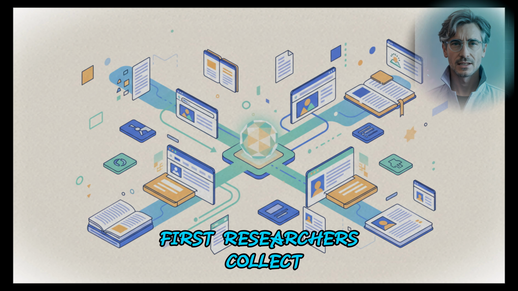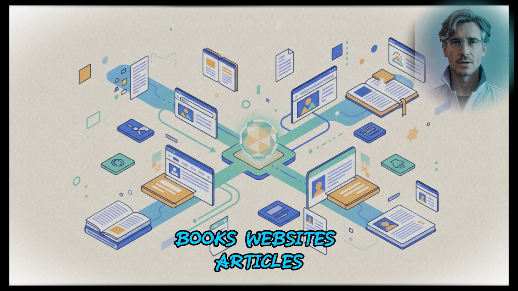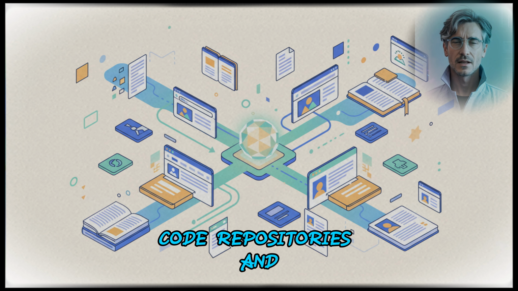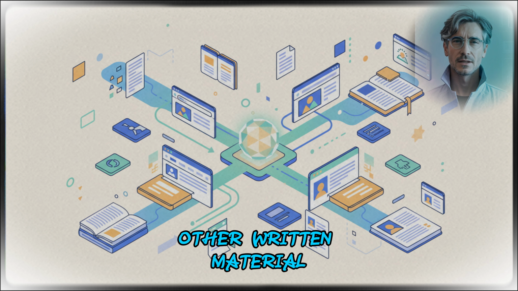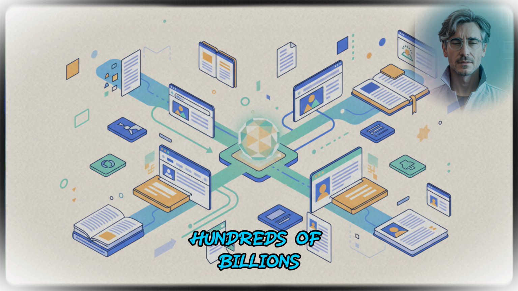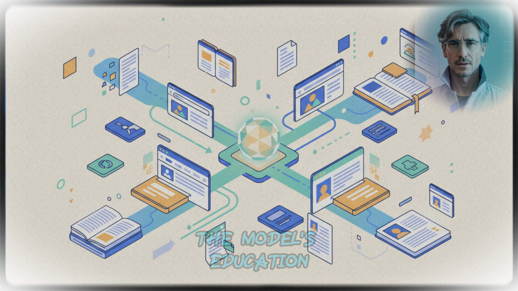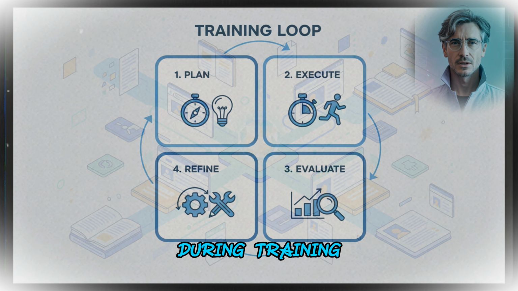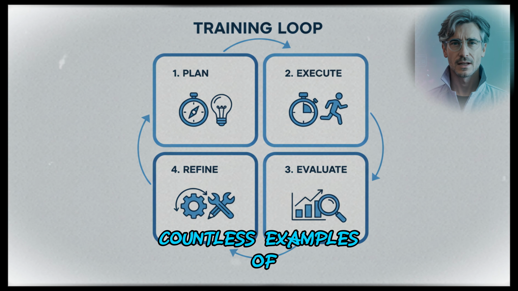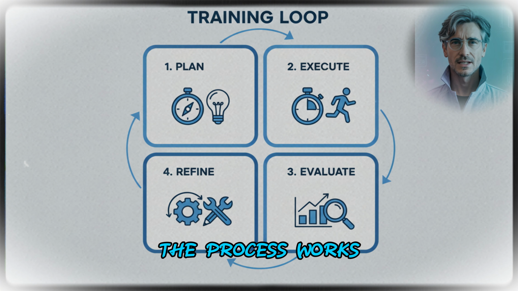First, researchers collect massive data sets of text. This might include books, websites, articles, code repositories, and other written material. For the largest models, we're talking about hundreds of billions or even trillions of words. This text becomes the model's education. During training, the model is shown countless examples of text sequences. The process works like this.